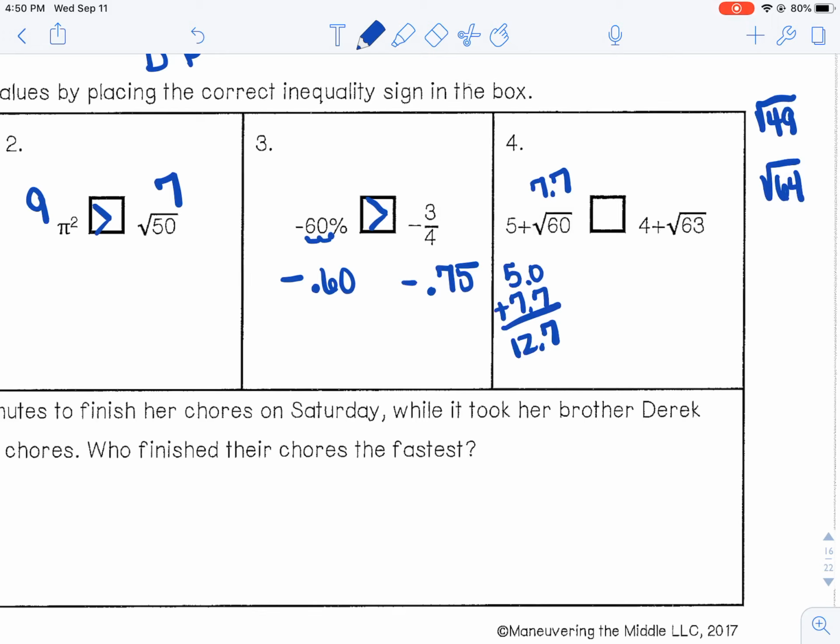Okay, for over here on 4 plus the square root of 63, I see that it's almost the square root of 64, and the square root of 64 is 8. So if I were to just kind of guess and say 4 plus 7.9, or even I could have rounded to 8, it doesn't matter, and I added 4 plus 7.9, that would give me 11.9, very close to 12. So which one is greater? 5 plus the square root of 60. So again, these don't have to be exact numbers. We're kind of using our number sense to help us out with this.